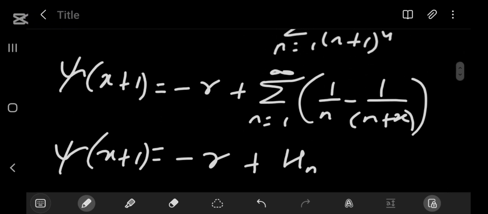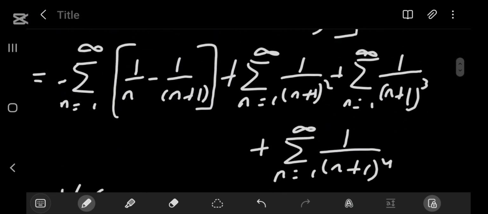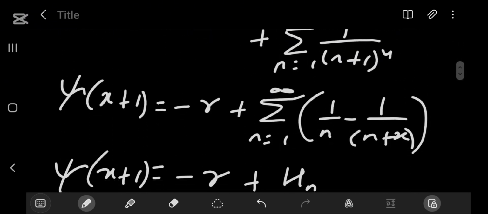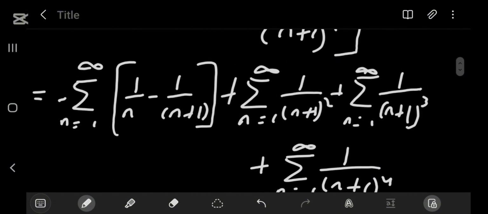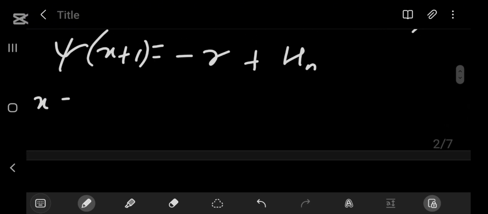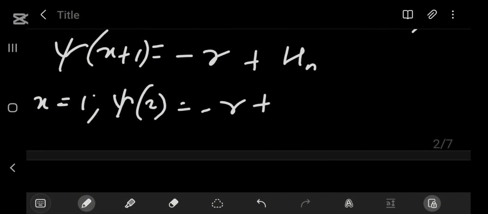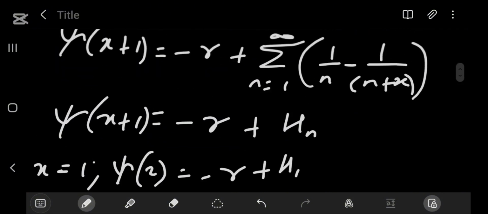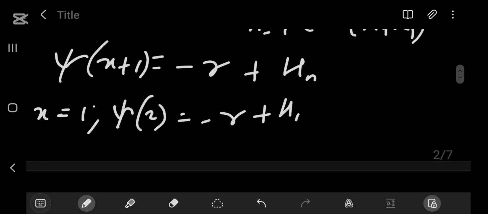So we can see that if I plug x equals 1, I get the same function above here. So if x equals 1, then digamma of 2 is equal to minus gamma plus the first harmonic number, which is minus gamma plus 1.